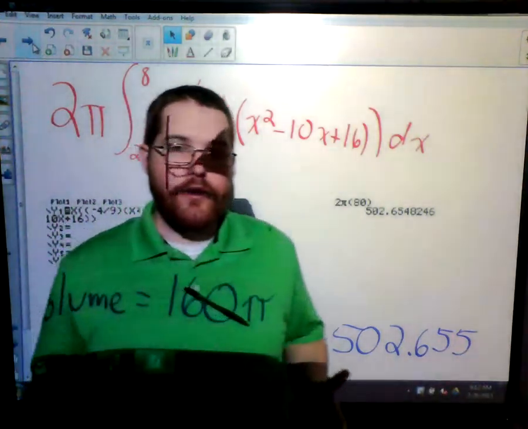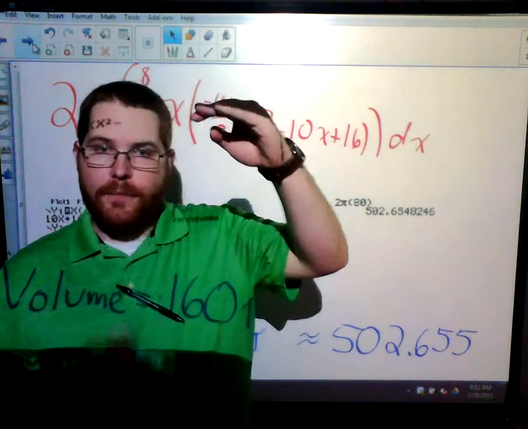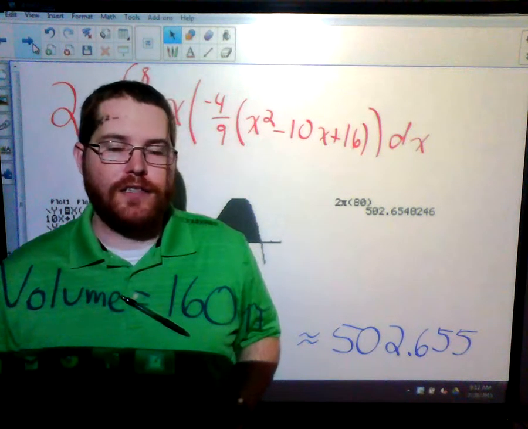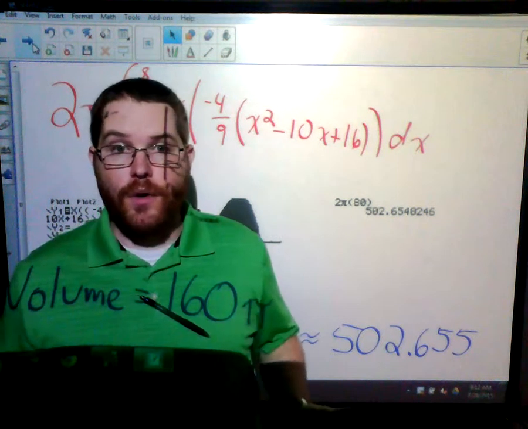Shell method is used to find rotational volume when you can't do top minus bottom because you can't solve for x equals. Okay? If you have any questions, come talk to me.